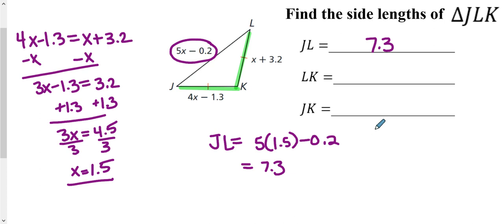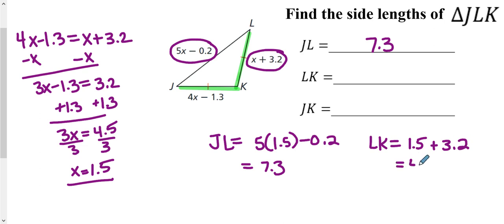All right, then we can do the same thing for LK. So that we're looking here, x plus 3.2. So substitute in 1.5 plus 3.2. So that gives us 4.7.